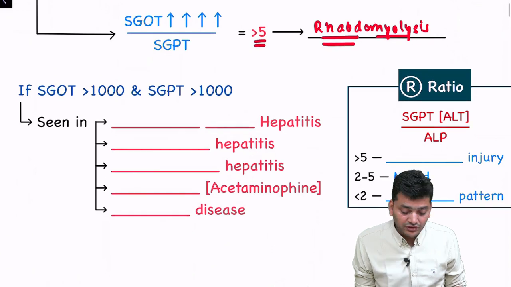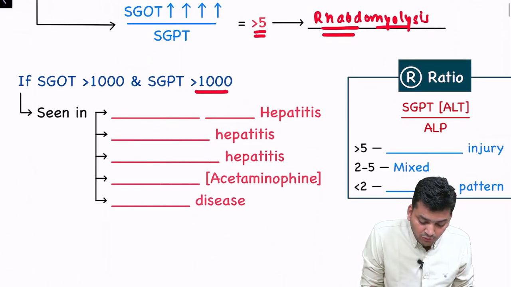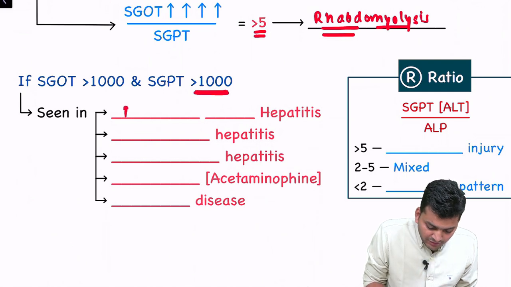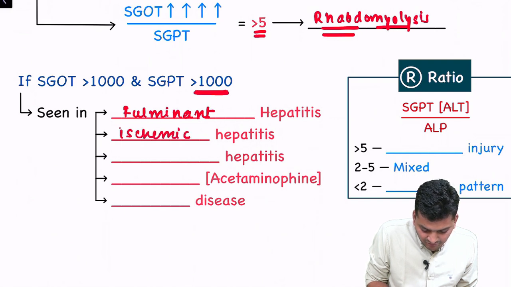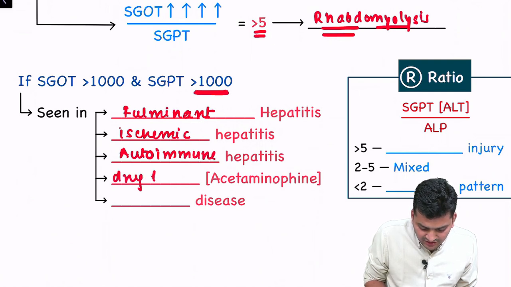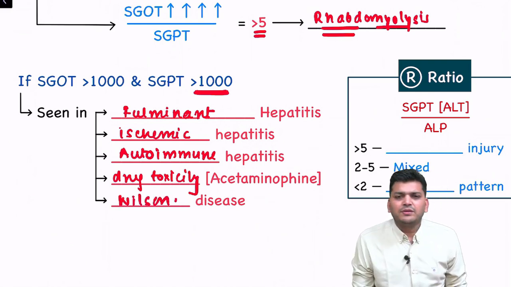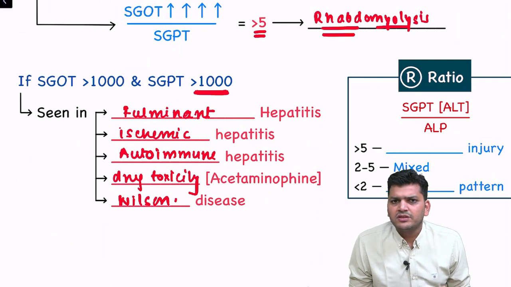But if the SGOT and SGPT are in the thousands, more than 1,000, then there are only a few causes. One, it can be fulminant hepatitis. It can be ischemic hepatitis. It can be autoimmune hepatitis. It can be drug toxicity, such as acetaminophen toxicity, or it can be Wilson disease. So there are very few causes where the SGOT and SGPT can be more than thousands.